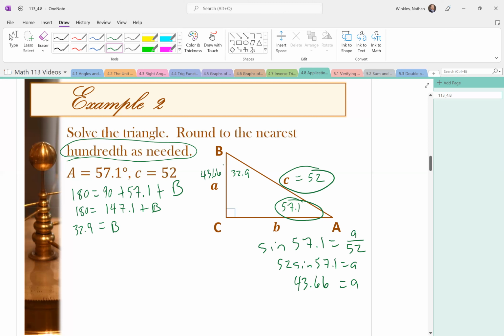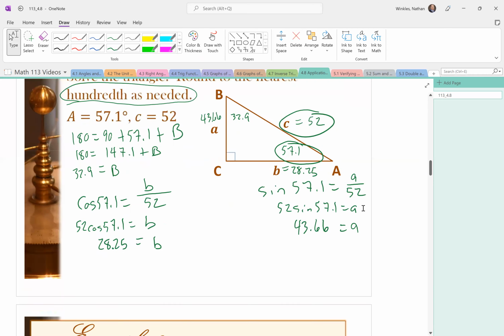Keeping with that, I knew what the 57.1 was, so cosine of 57.1 is equal to b over 52. So 52 cosine 57.1 is equal to b. So therefore b is equal to 28.25 if we round to 2 decimal places. So this is what we're doing every time whenever we see solve the triangle.